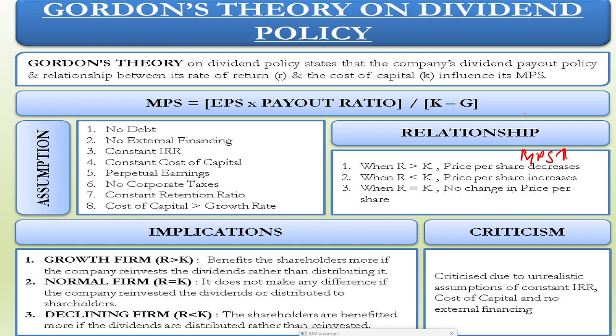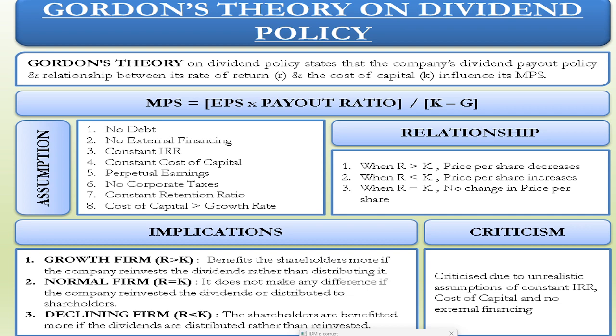Now what are the implications? In the case of a growth firm, the shareholders will benefit more if the company reinvests. Why is it talking about benefit here? The company doesn't give dividends, but why will the shareholders be benefited? They will benefit because the company is working on maximizing the shareholders' wealth. So in the case of a growth firm, the shareholders are certain to get benefit.